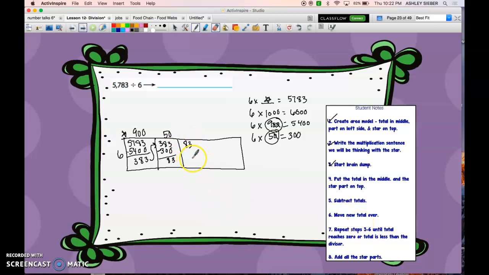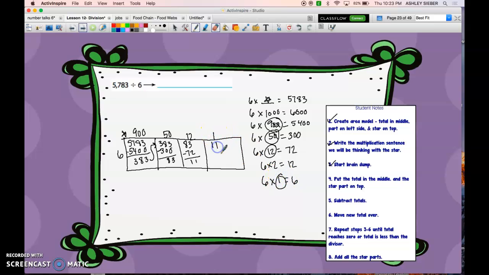So my number here has to be less than 6. So let's see what 6 times 12 is. 6 times 12 is 72. That's pretty close. I'm going to use 12. It's my star part. 72 is my total. Subtract. I have 11 left over. Well, I know 6 times 2 is 12, and 12 is too big, so I have to use 1. 1 is my star part.